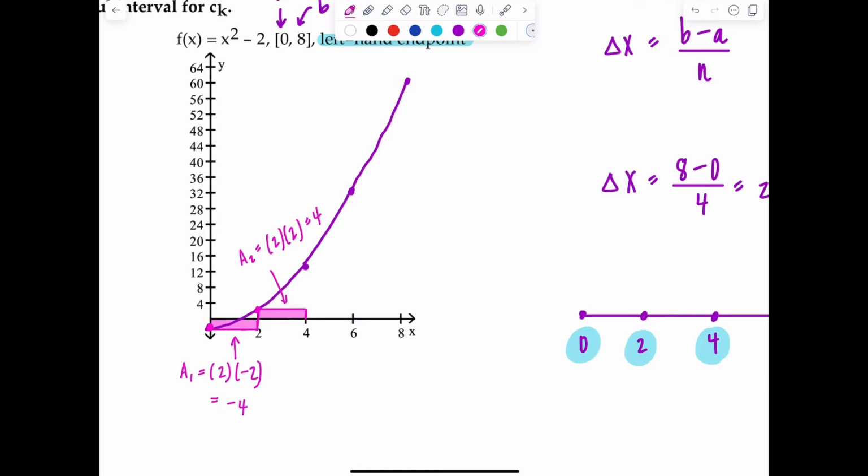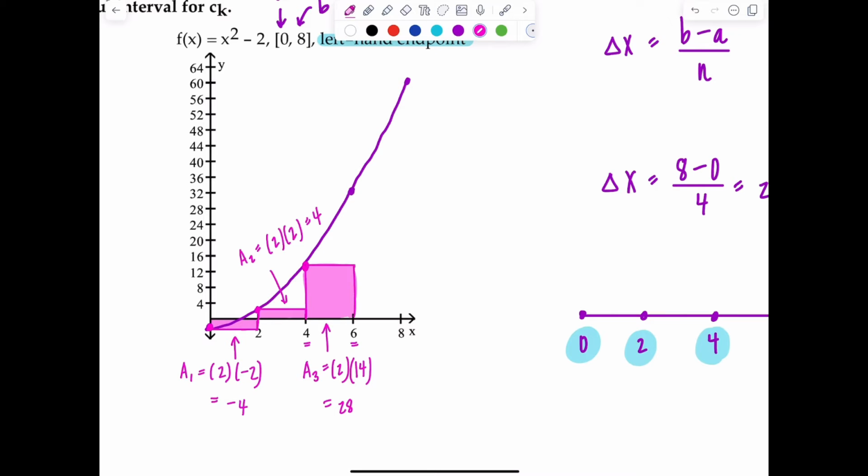Next rectangle, use the left endpoint, right? 4 to 6, 4's on the left. So here's the height at 4, come across 2 units. There's the rectangle. Let's shade it in. Then let's determine the area of this rectangle, the third one. Area 3 is going to be base times height. Base is 2, height was 14, so that's 28.